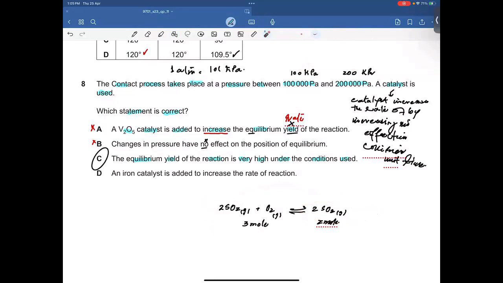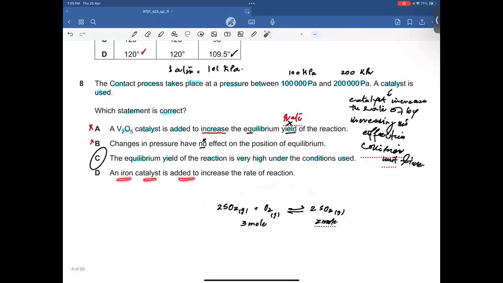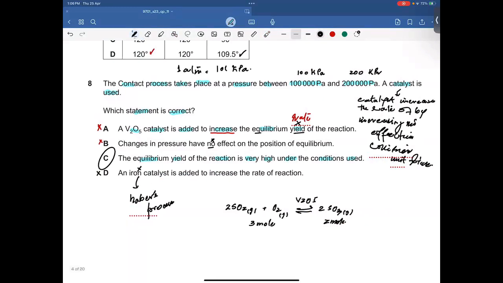Let's talk about D. An iron catalyst is added to increase the rate of reaction, while V2O5 is used as a catalyst in the contact process. Iron is used in the Haber process, which means D is the incorrect option. Okay, that's it for sulfur dioxide. Let's move on to question number 9.